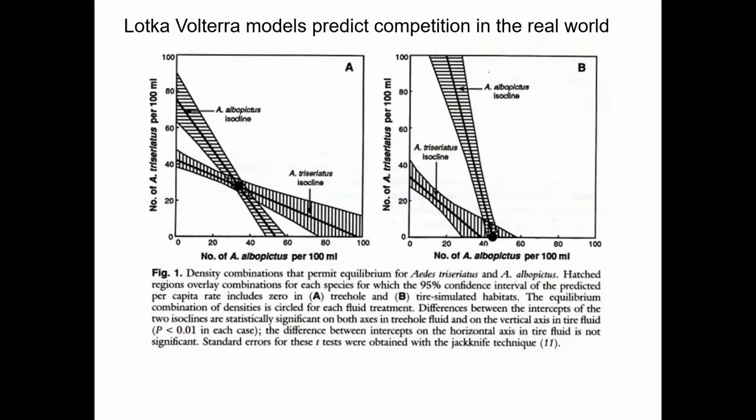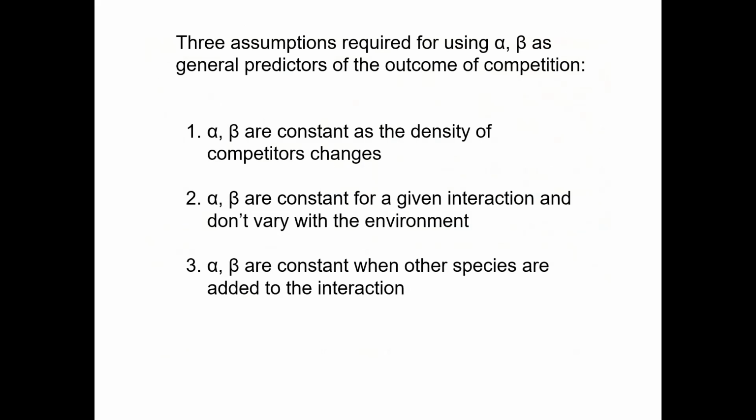Okay, so let's see if we can get through this. We've been really good about getting through the presentations, but I'll end with this. There are three assumptions that must be true for using the competition coefficients to predict the outcome of competition. First, they have to be constant as density changes. Second, they have to be constant for a particular interaction, and the environment should not affect them. And third, and most important for extending this to think about communities, they should be constant when you add other species to the mix.